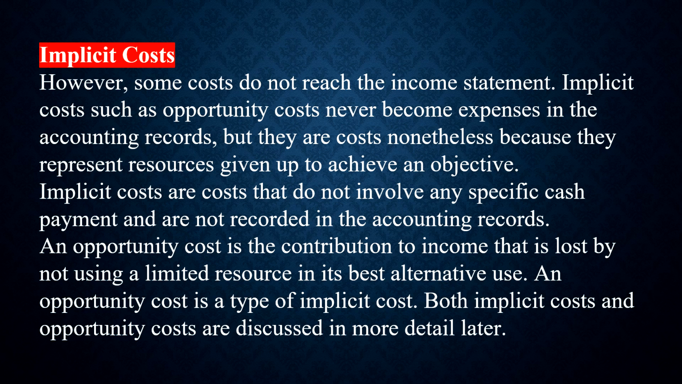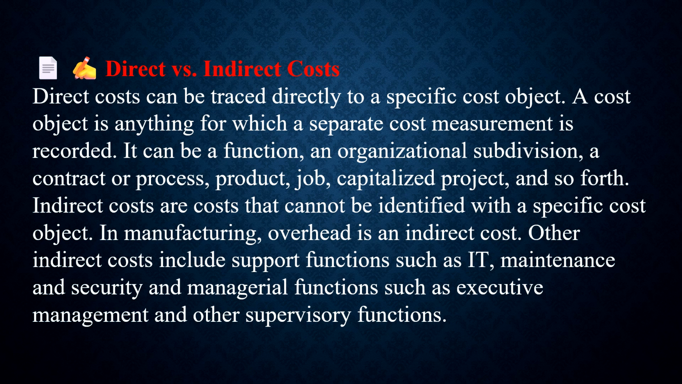Let me start in the next slide with direct versus indirect cost. Direct costs can be traced directly to a specific cost object. A cost object is anything for which a separate cost measurement is recorded. It can be a function, an organization, a subdivision, a contract, a process, a product, a job, a capitalized project, and so forth.